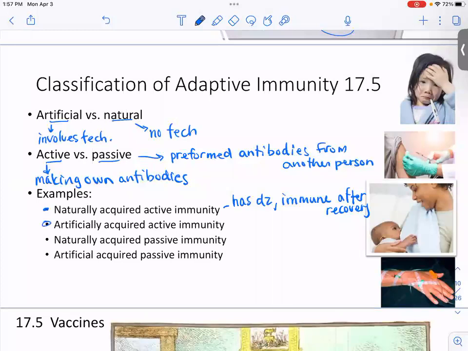Artificially acquired active immunity, that's when somebody gets a vaccine, and the vaccine causes us to have a good immune response, good memory cells, so that the next time we're exposed to it, those memory cells kick in and we don't get sick. Naturally acquired passive immunity. Passive immunity, remember, we're just getting antibodies from someone else. And the only way that I can think of to do that naturally is breastfeeding, so in breast milk.